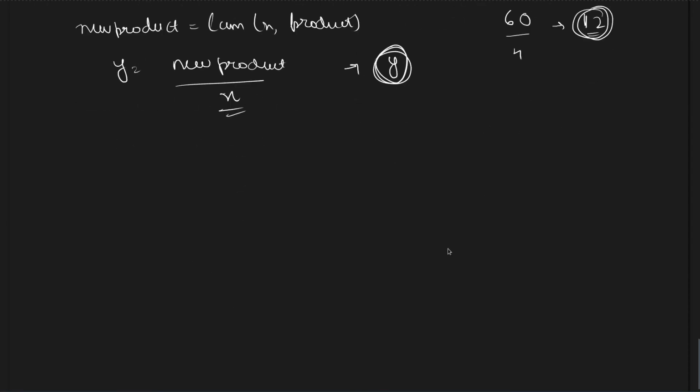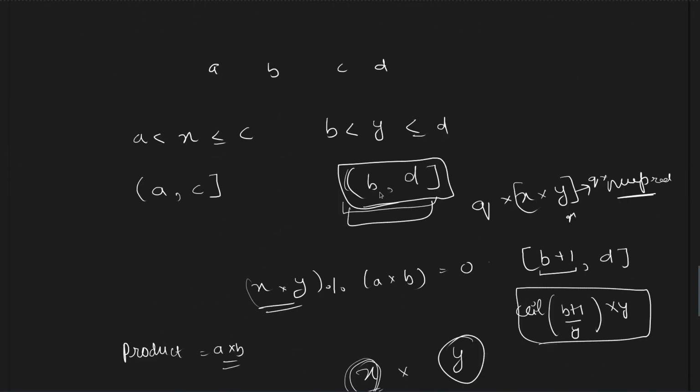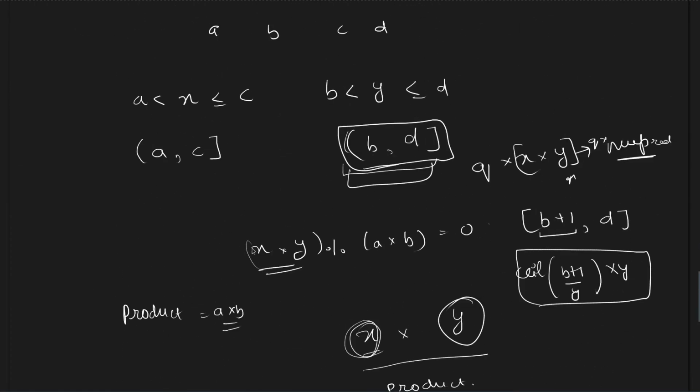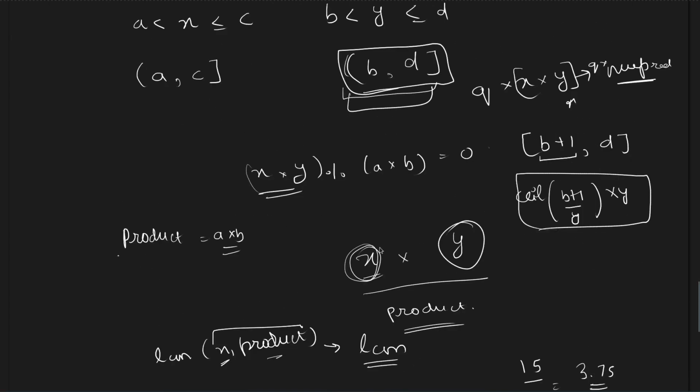So before showing the code, I'll just revise what I just said. Initially I had some value of product a into b, and now I'm traversing through all the values of x between a and c.